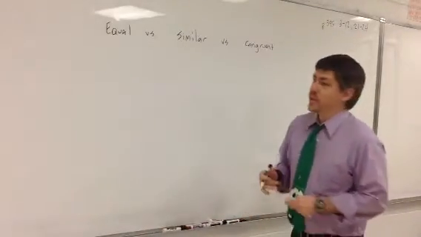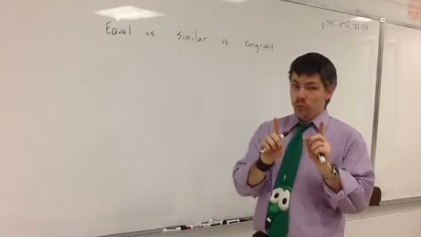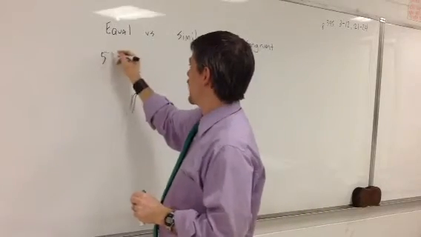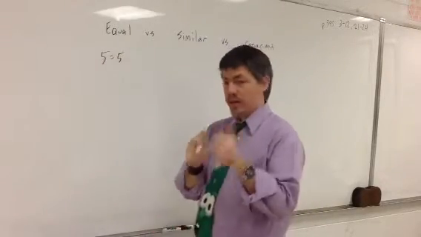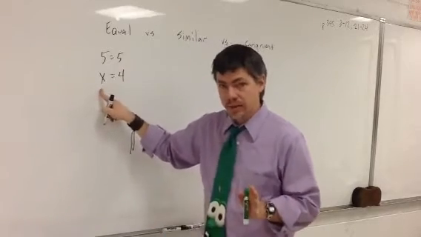Okay, today we're discussing the difference between equal, similar, and congruent. Rule number one: only numbers can be equal. So if I do 5 equals 5, ta-da. I can have x is equal to 4 as long as I say x is a number.